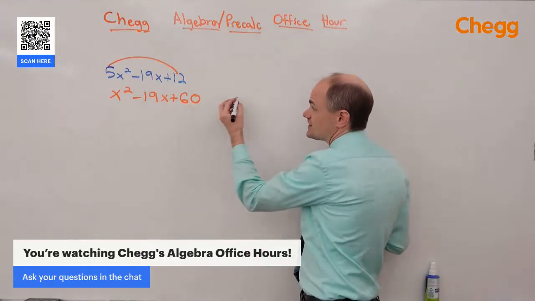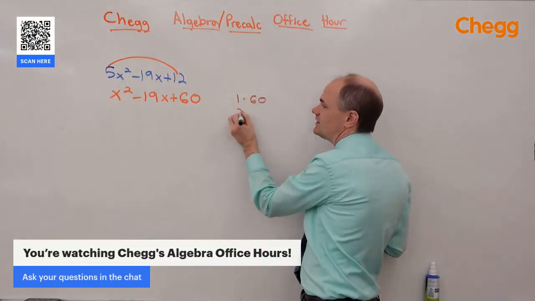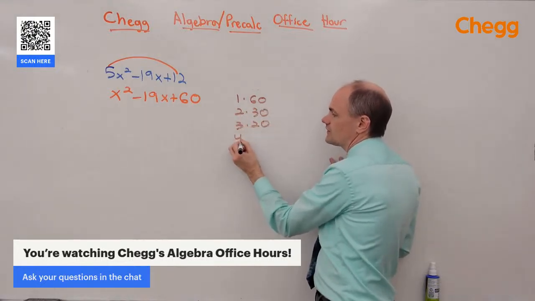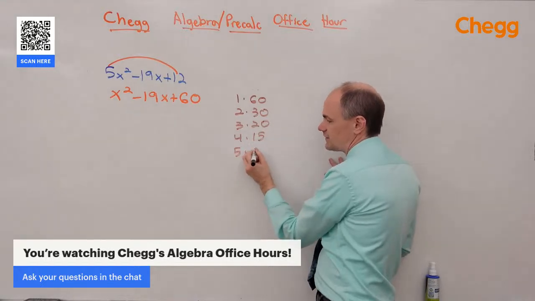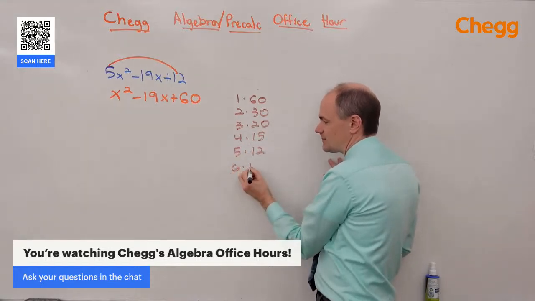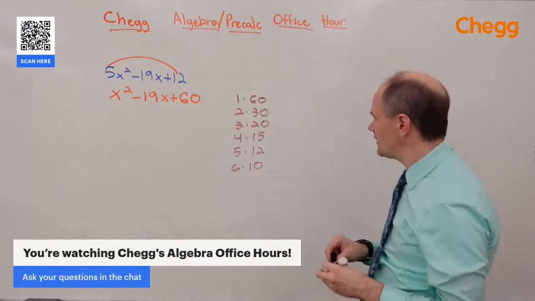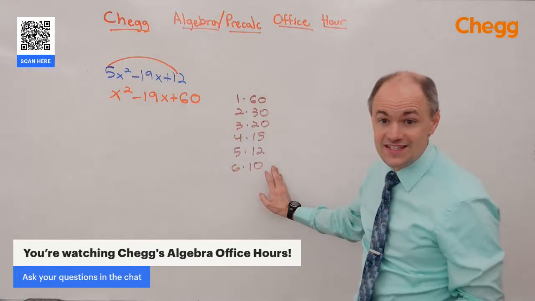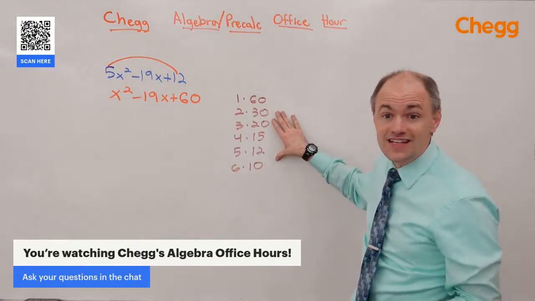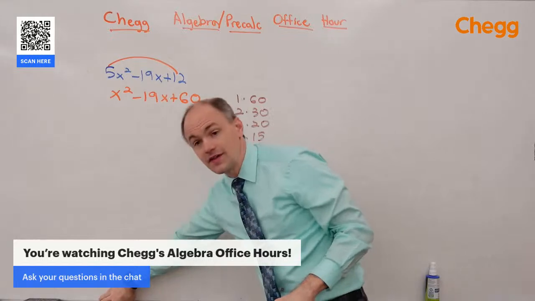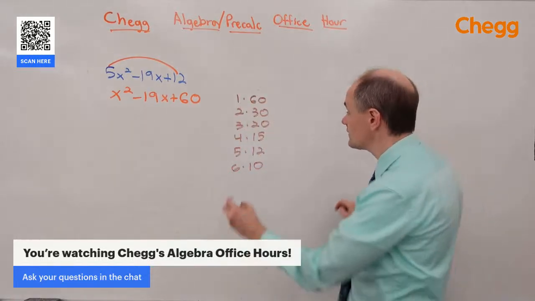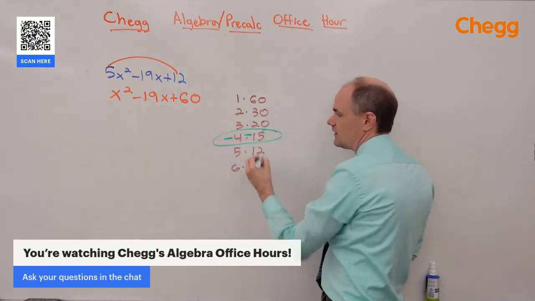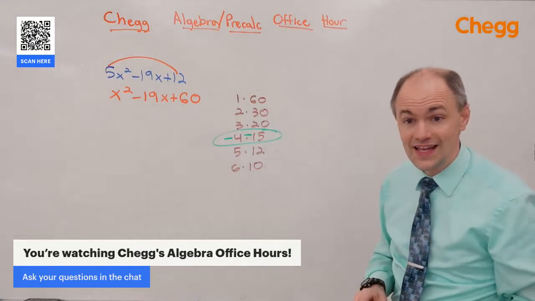We're going to look at factors of 60. 60 is 1 times 60, 2 times 30, 3 times 20, 4 times 15, 5 times 12, 6 times 10. 7, 8, 9 don't go in there. So that's it. These are all the factors of 60. We are looking for the factors of 60 that add to this number in the middle. And if you notice, 4 and 15 can add to negative 19 if they both are negative.